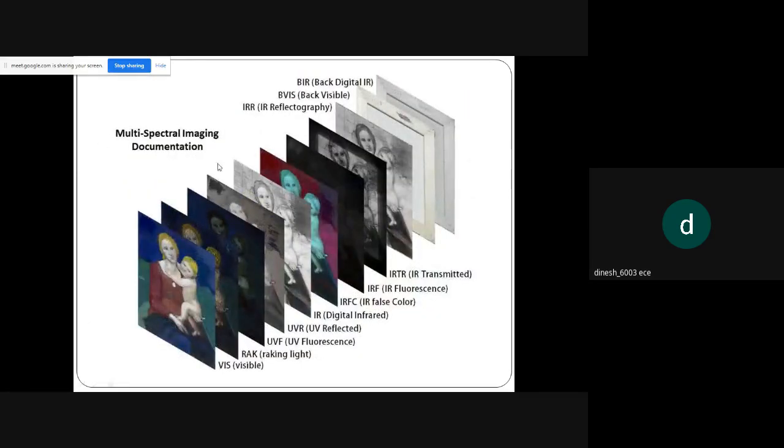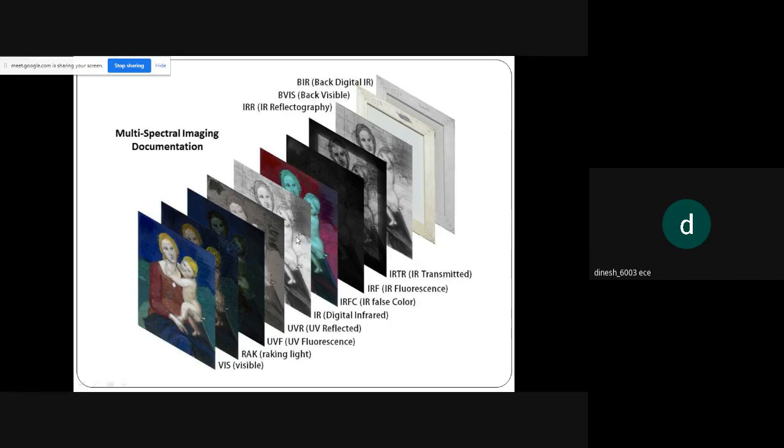So this is an example of multispectral image documentation. In visible, an image will look like this. In raking light, RAK, it will look like this. In ultraviolet fluorescence, it will look like this. In UV reflected, ultraviolet reflected, it will look like this.